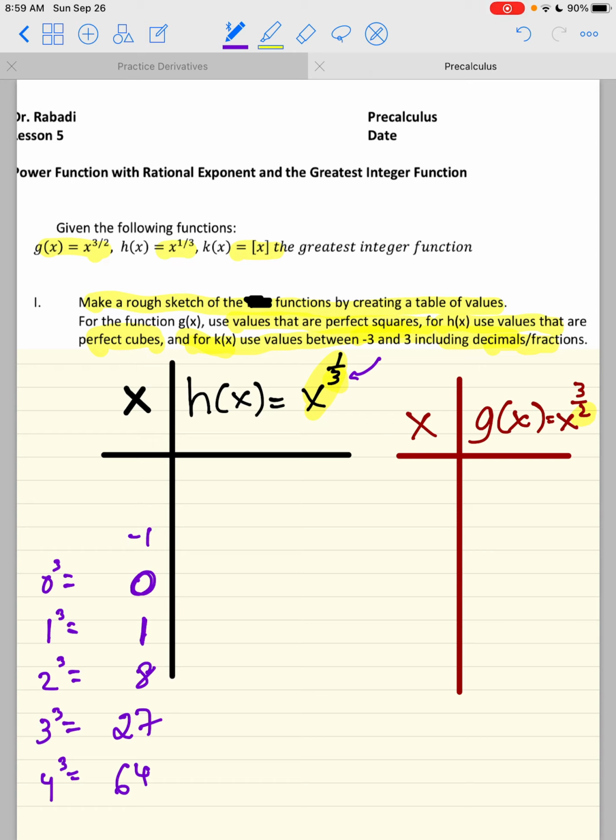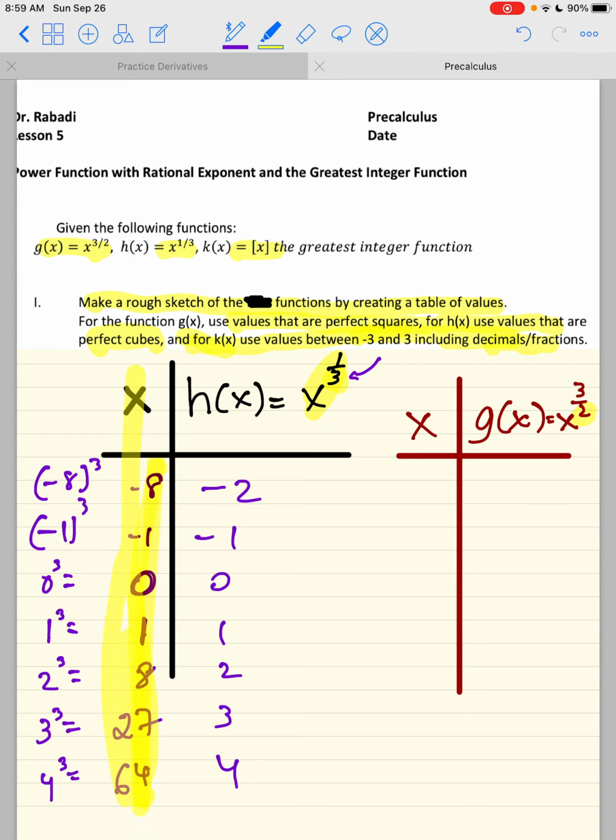negatives. So we're going to go -1. Why? Because what is -1 to the third? -1. What is -8 to the third? -2, right? I should have put -8 here. Okay, so this answer is -2, -1, 0, 1, 2, 3, 4. Now, I want you to think for a second. This is going to go really far out on the x-axis if we go to 27 and 64. So this is a little bit challenging to graph past x equals 8.